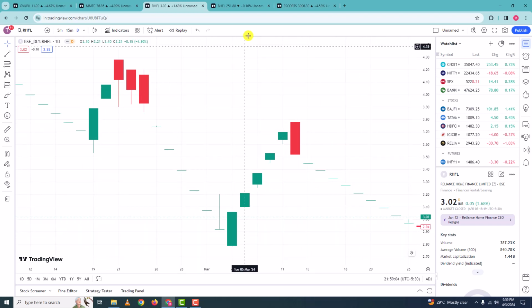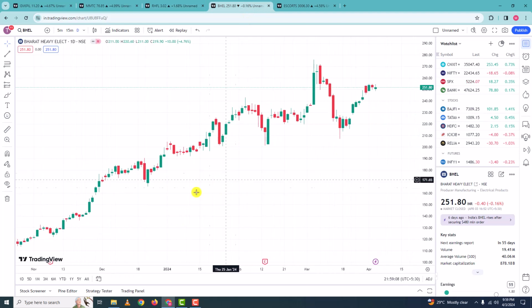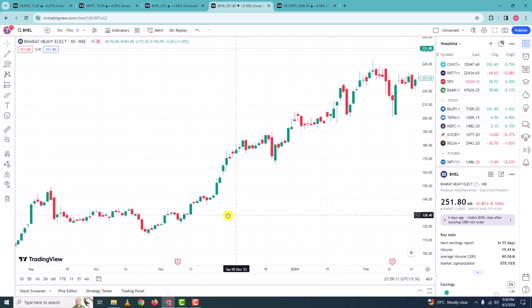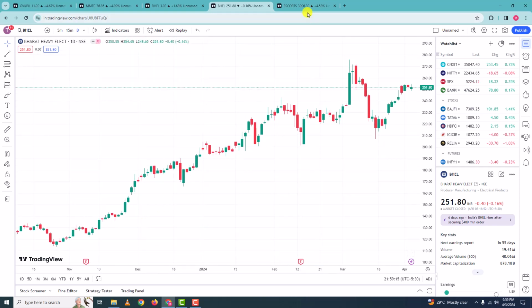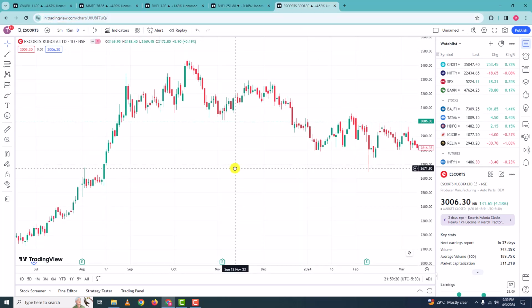Now if you look at this chart, it is very good. You cannot see any horizontal lines here, all you can see are candles. Similarly, this is also a very good candlestick chart, you cannot see any horizontal lines here.